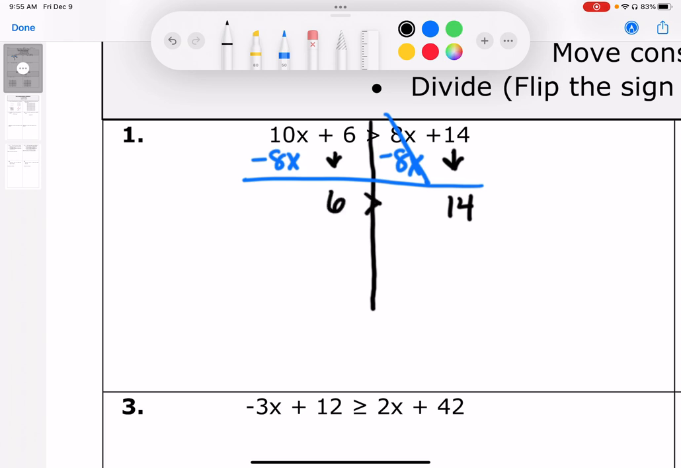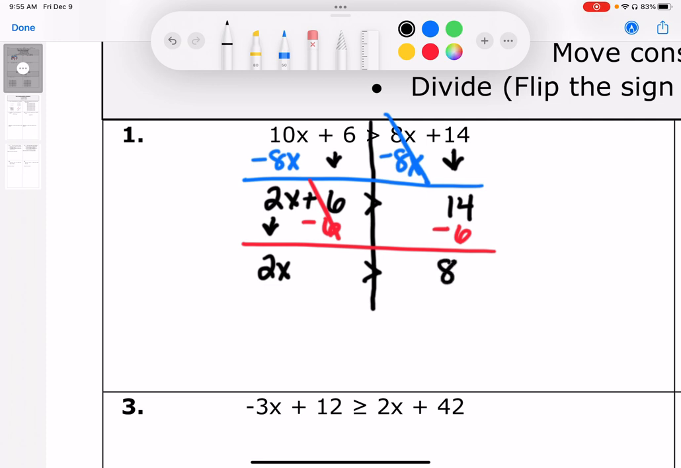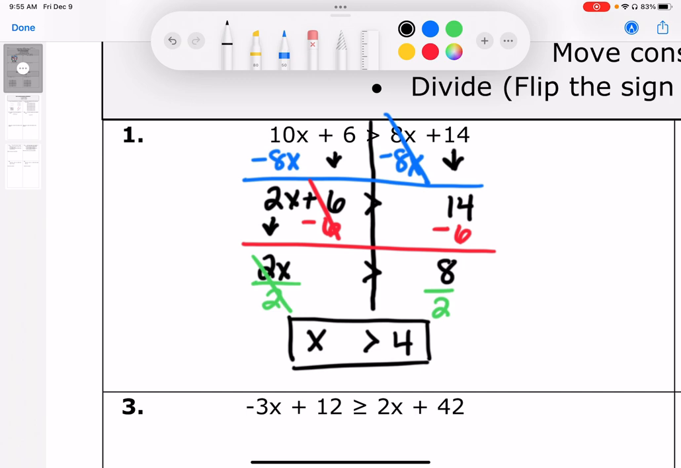10x minus 8x is just going to give me 2x. Now that I have all my letters on the left, I need to get my numbers to the right. So the opposite of positive 6 is negative 6 on both sides. These 6's cancel. I can pull down my 2x and my inequality sign, and then 14 minus 6 is going to give me 8. The last step in order to get x by itself is going to be divide both sides by positive 2. When I do that, I'm going to get x is greater than 4. So that's it, super easy.